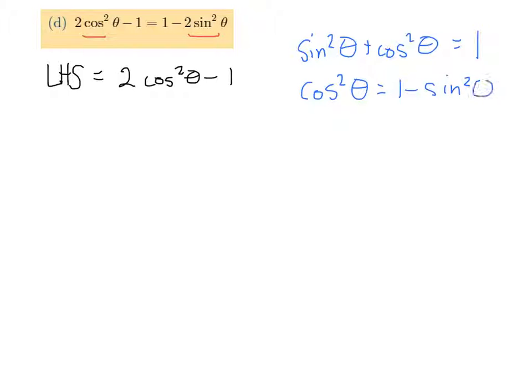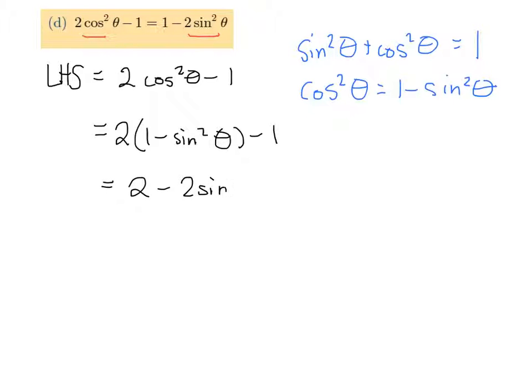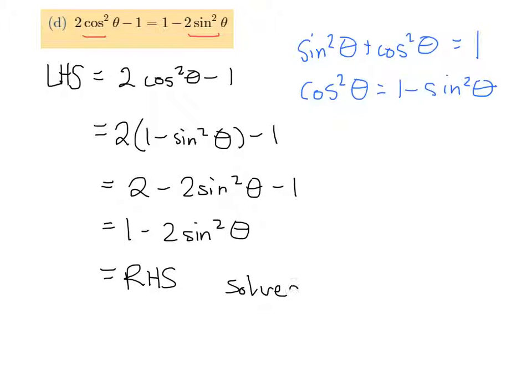And this is the sort of working out that you'd expect if you answer this question. So, replacing that, we get left hand side is now 2 brackets 1 minus sine squared theta, minus 1, which is equal to 2 minus 2 sine squared theta minus 1, which is equal to 1 minus 2 sine squared theta, which is our original equation, which equals RHS. So we have to remember to always start with left hand side and move to right hand side.